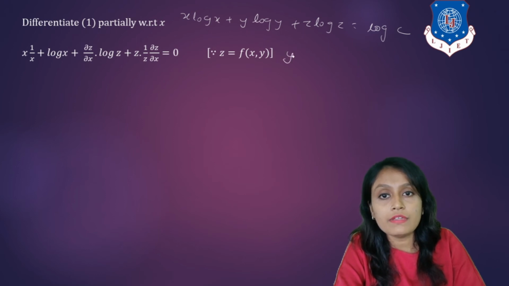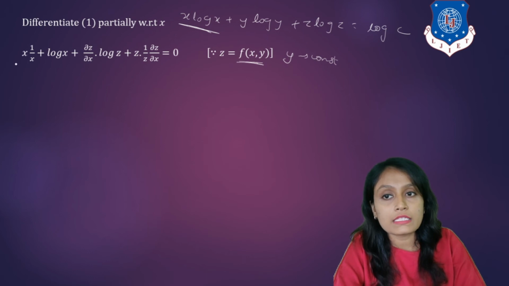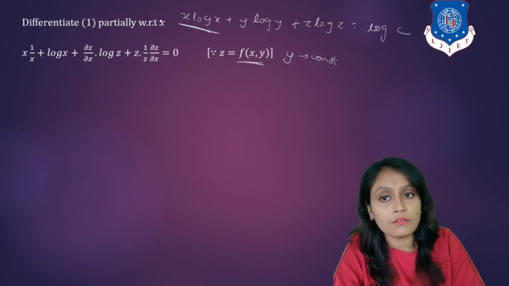So this y will remain constant and z is the function of x and y. Okay, so firstly we will take the derivative of this term, x log x. Here we will apply the uv rule. So x is kept as it is, derivative of log x, that is 1 upon x, plus log x as it is into derivative of x, that is 1. Now the answer of this term is 0. So here we have 0 plus.